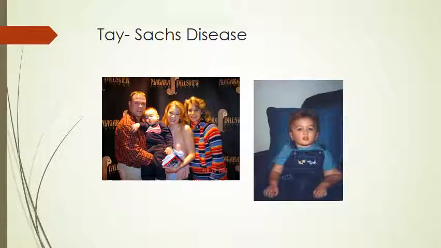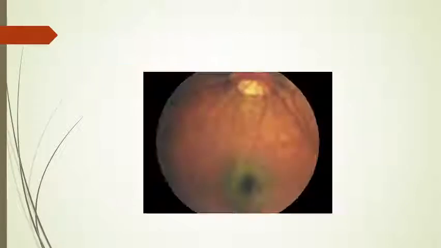These are 2 pictures of 2 children that have Tay-Sachs disease. In this picture, you can see the cherry red spot on the macula.